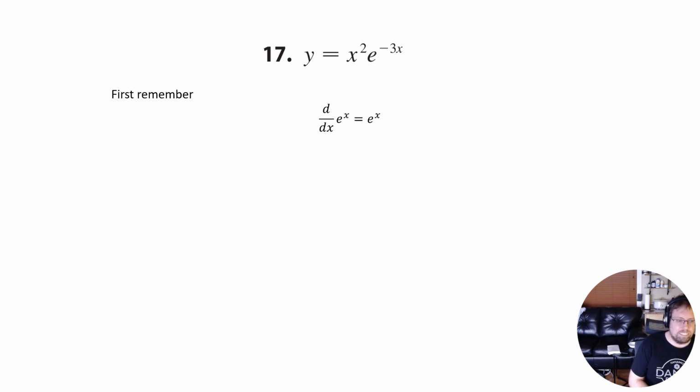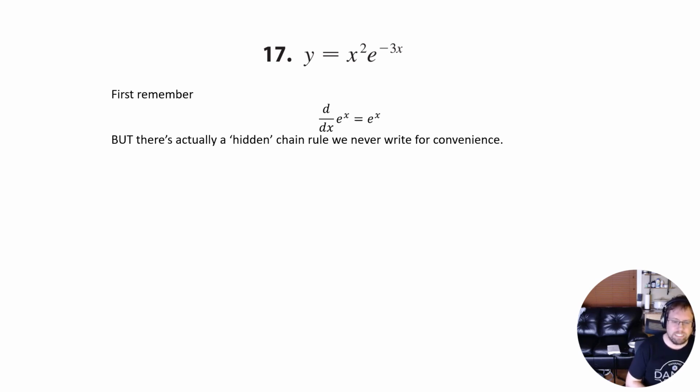Right. So just remember though that there's actually a hidden chain rule here that we never really write for convenience, as we discussed in question 15. So more or less, we're taking the derivative of e to the x, which is giving us e to the x back again, but we're also deriving what's on the inside of e to the x. In this case, the derivative of x though, it's just 1, so we never write this.